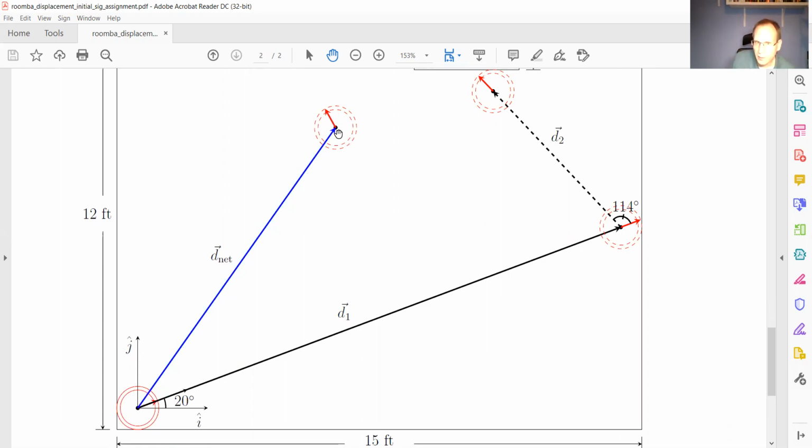And I actually drew the final position. This is like the net displacement. If I add up D1, the first leg of the route, then D2, then D3, and then D4, you're going to end up with D net. I'm helping you by giving you at least a picture of the answer, where it should end up. It should end up right here.